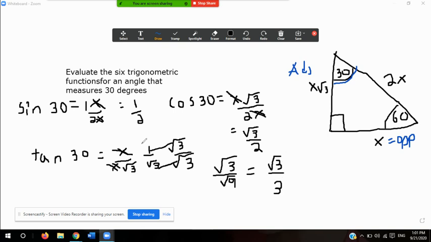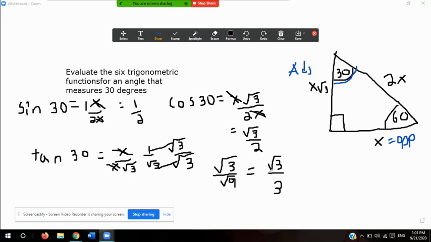Okay, so again, all I did was x, which is opposite, over x times the square root of 3, which is adjacent. The x's cancel out, and that leaves me with 1 over the square root of 3. So I rationalize the denominator, and I simply multiply everything by the square root of 3. So 1 times the square root of 3 is the square root of 3, and 3 times the square root of 3 is the square root of 9. The square root of 9 equals 3, and my final answer is square root of 3 over 3.